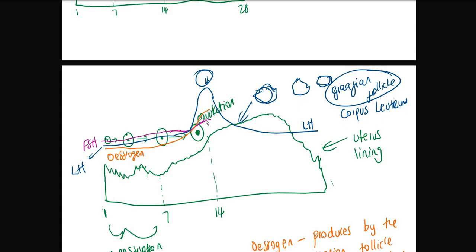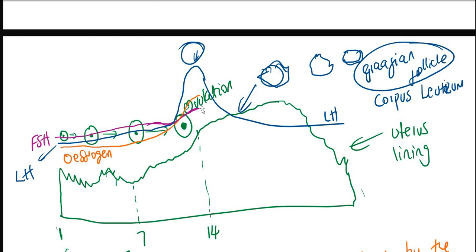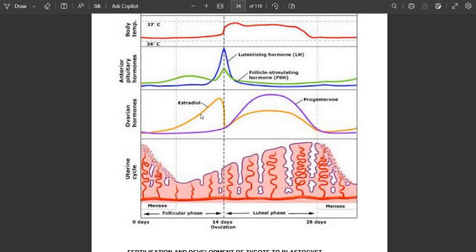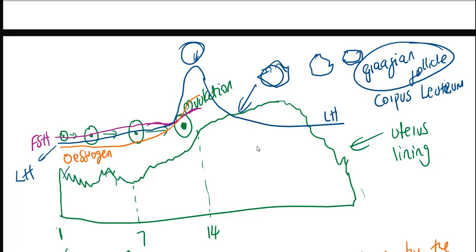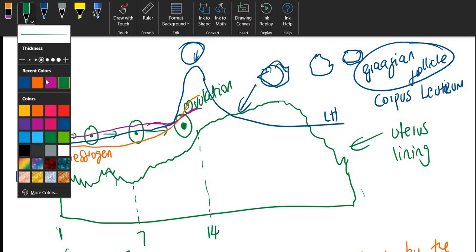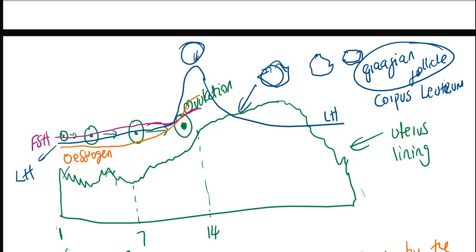But what about FSH? What do you think will happen to FSH? Remember we're talking about the egg that didn't get fertilized. Do you think the FSH levels are going to increase or they're going to decrease? Let me know in the comments. Okay. Well, the FSH levels are going to decrease. They are going to decrease, but then they're gonna start increasing again.